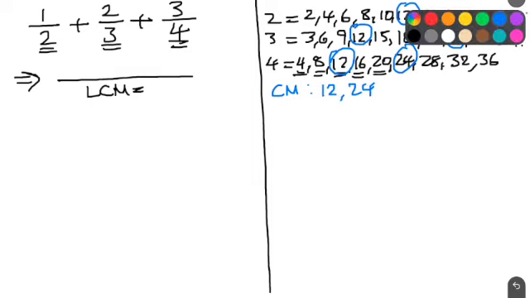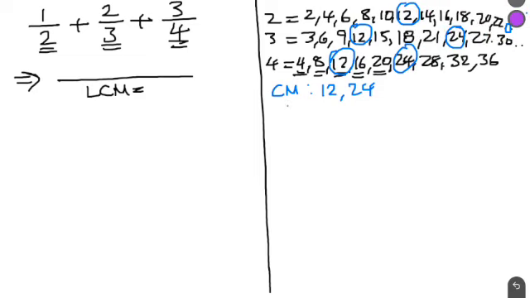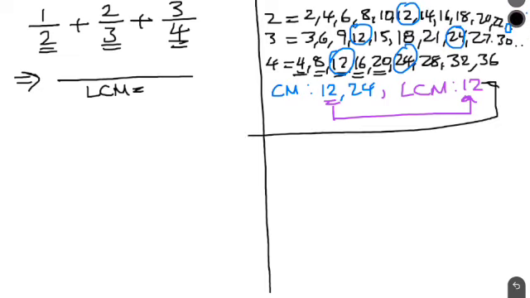And our lowest common multiple, actually, let's put it here. Our lowest common multiple would then be 12. So we take the 12 here, and we then put it here. Our lowest common multiple is 12.